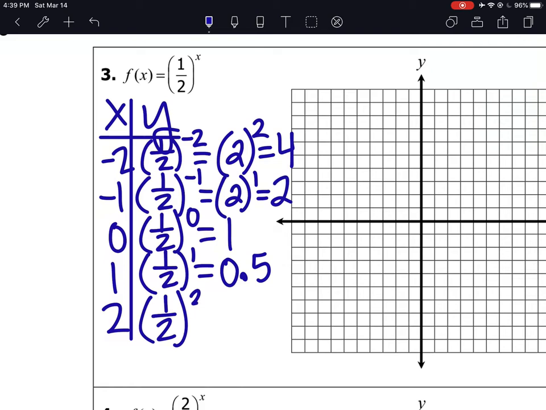1/2 to the second power is 1/2 times 1/2, same thing as 1/4, same thing as 0.25. With these values, I will graph. So, -2, 4. -1, 2. 0, 1. 1, 0.5. And 2, 0.25. And then, to the best curve you can make, try to connect those.